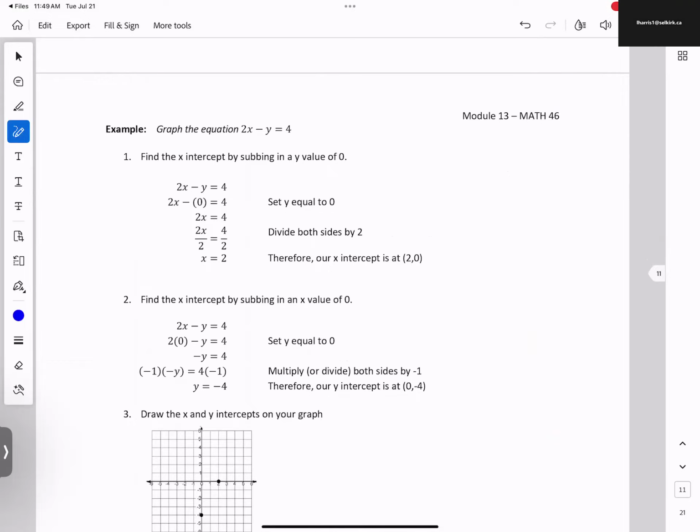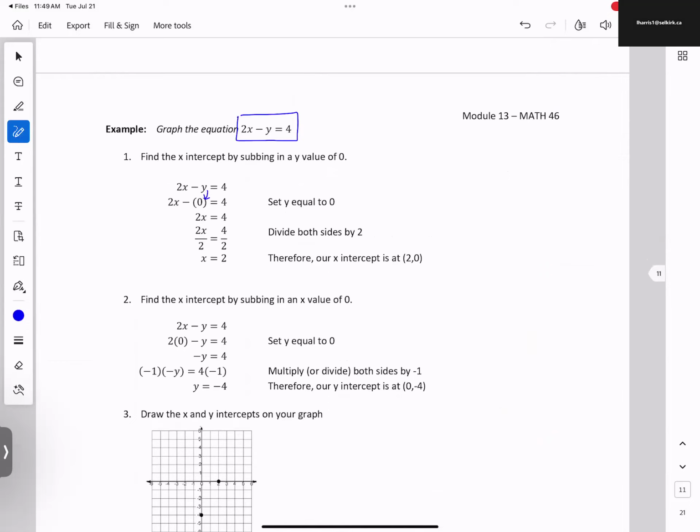So let's look at some examples. We've been given this linear equation here. So step 1, let's find the x-intercept. X-intercepts happen when y equals 0. So we substitute a value of 0 in for our y, which happened here.